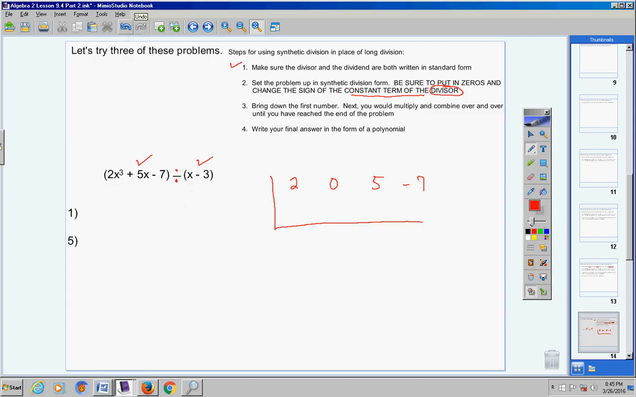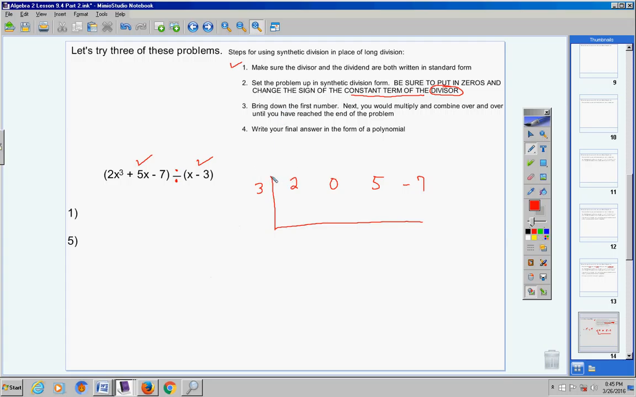Okay, so change the sign of the constant term of the divisor. Here's your divisor. Your constant term is -3. So we're going to put a +3 here. Now you know what? Once you get this down, you're going to love it. It's so fast. Let me go over step 2 again.